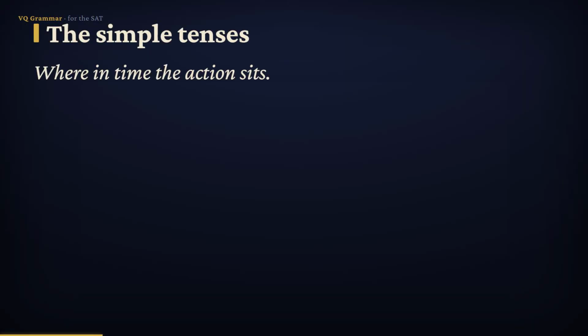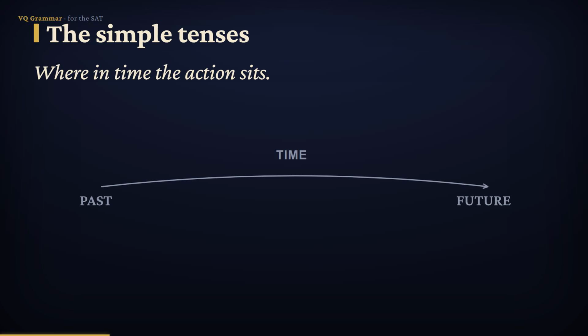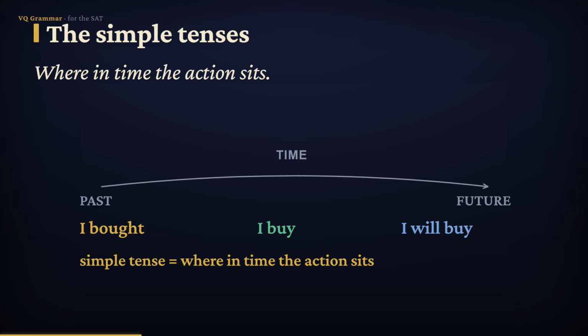Picture the 3 simple tenses on a single timeline. Time runs from the past on the left to the future on the right. I bought sits back in the past. I buy is happening now in the present. And I will buy lies ahead in the future. That's all the simple tenses do. They tell you where in time the action sits, behind us, right now, or up ahead.